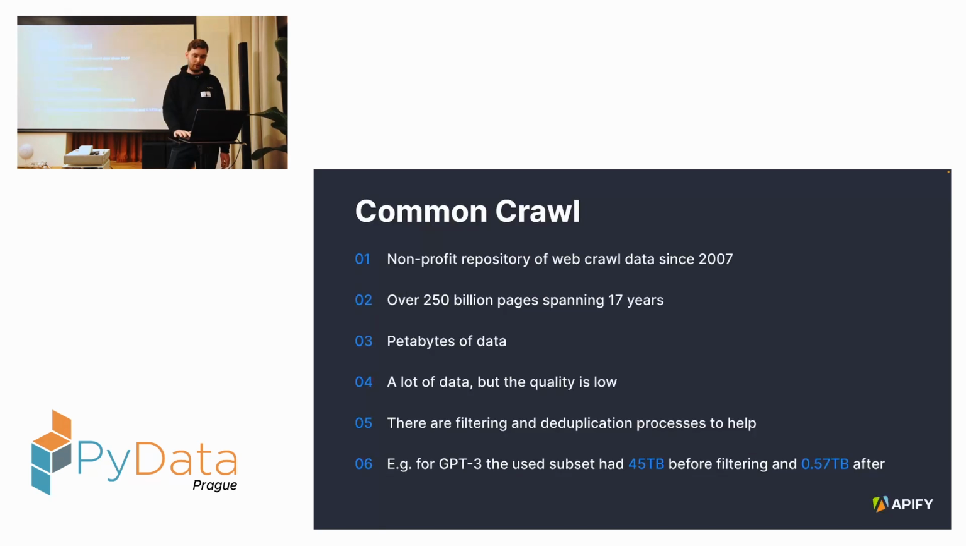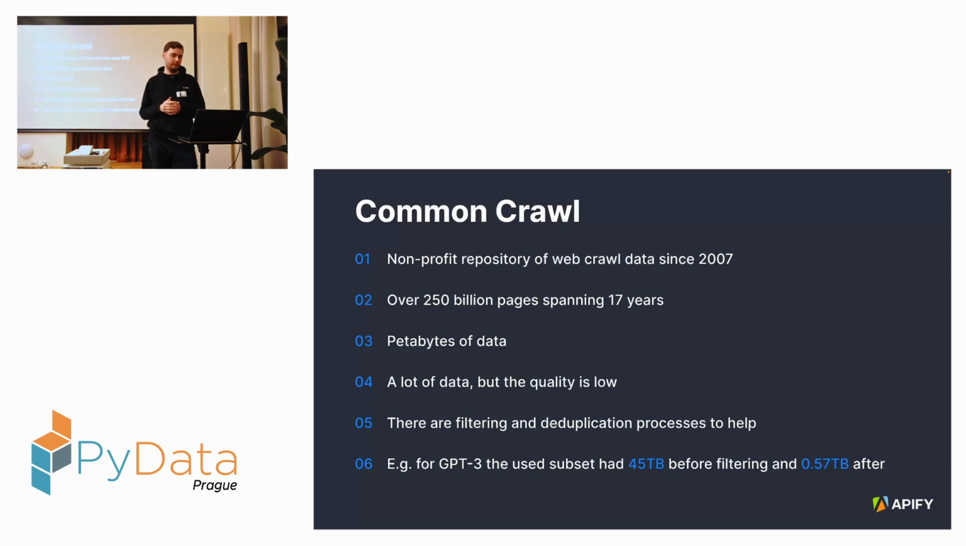Okay, so now let's talk about the Common Crawl, which was the source of most of the data. So it's a non-profit repository of web data that was established in 2007. They've scraped over 250 billion pages, spanning 17 years. So it's petabytes of data. There's a lot of data, but the quality is low.